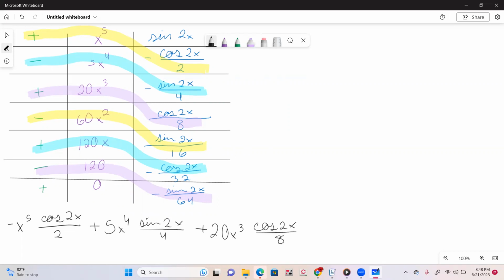Also, something just to take note of, these all have different powers of x, so we can't add these terms together, which is very nice because once we write this all out, that is our answer. So negative times a positive is a negative. 60x squared times sine 2x over 16. Positive times a negative is a negative. 120x cosine 2x over 2.